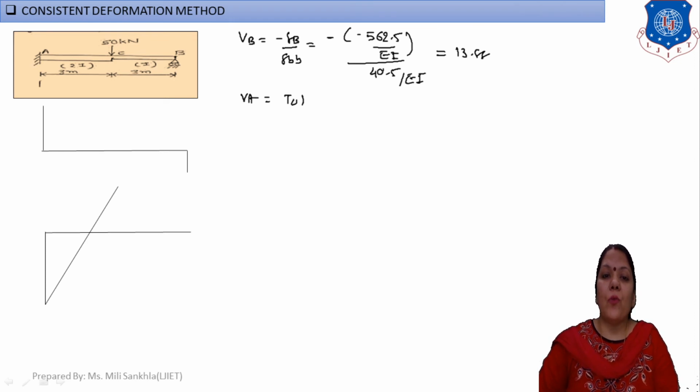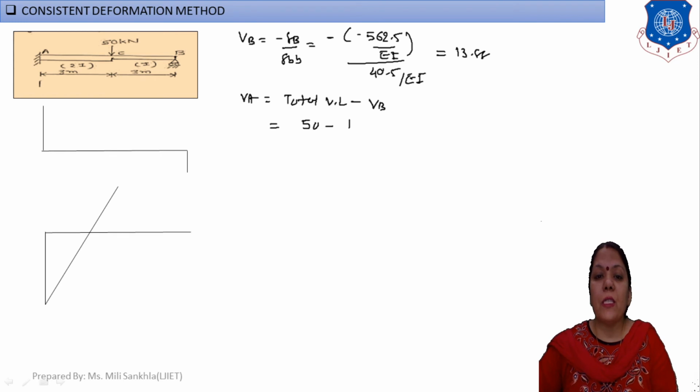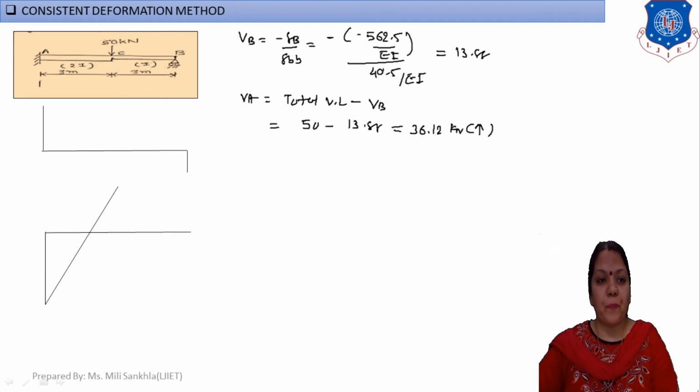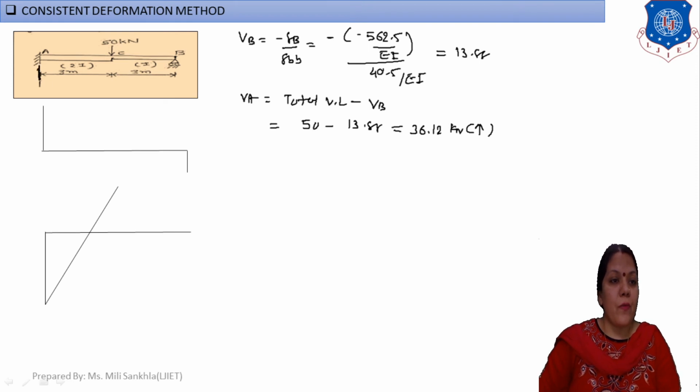Now we find our second support reaction, VA. VA is equal to our total vertical load minus our support reaction VB. Total vertical load is 50. So 50 minus the support reaction we just found, 13.88, is equal to VA, which is 36.12 kilonewton in the upward direction. Now first we draw the SF diagram, then we draw the BM diagram. Here our support reactions are 36.12 and 13.88.